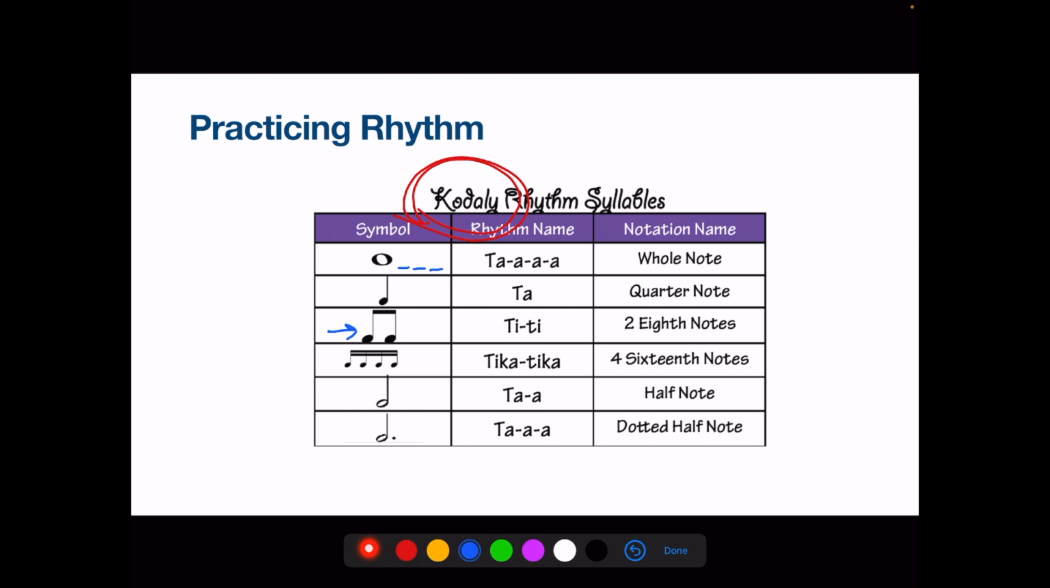8th note, we're going to use titi. Okay, so in this case, the 8th note would be titi, titi, titi, titi. All right, and if we go even further and do 16th notes, we'll use tika, tika, tika, tika. Sounds kind of cool, actually.